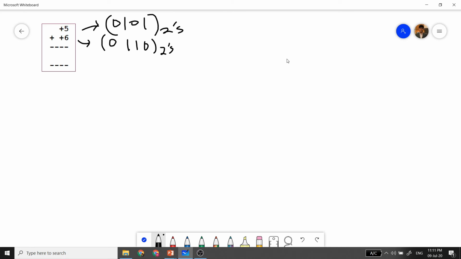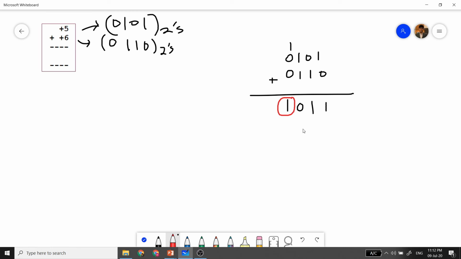Let's add these numbers. 1 plus 0, 1, 0 plus 1, 1, 1 plus 1 sum 0, carry will be 1, and I get a 1 here. You can clearly see that there has been an overflow here, because I am adding two positive numbers and I am getting a negative number here. This is a negative number because I am getting a 1 in the MSB. So I can clearly say there has been an overflow.